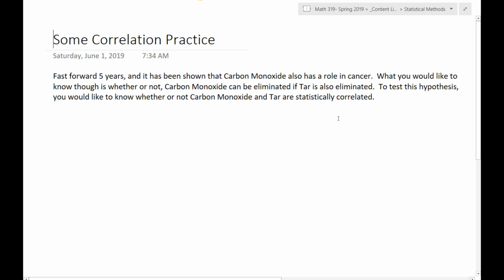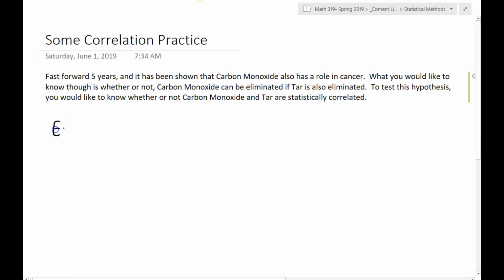Why correlation? Let's consider what our two variables are. Our explanatory variable, the one that we've already tested, is our micrograms of tar. It's the amount of tar. And then our response is going to be the CO, carbon monoxide, in micrograms.